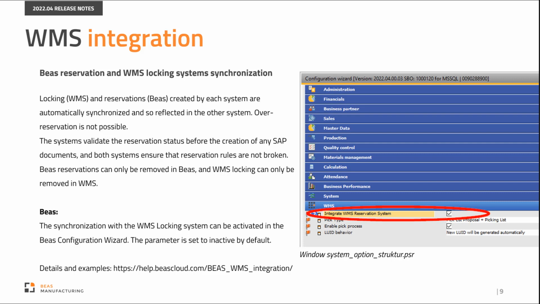In Beas, the synchronization with the WMS locking system can be activated in the Beas configuration wizard. The parameter is set to inactive by default. For more details and examples, please visit our help page and click on Beas WMS integration documentation.